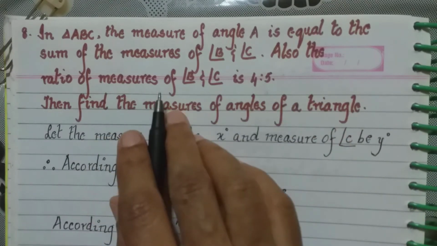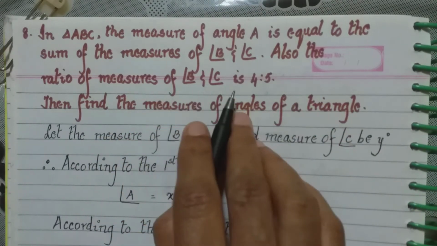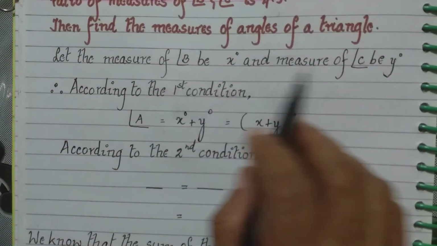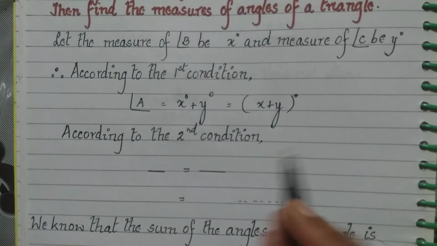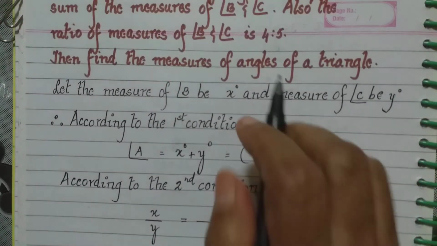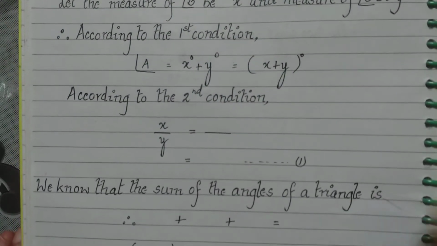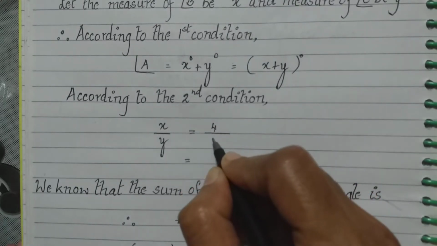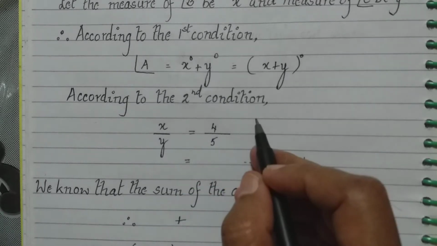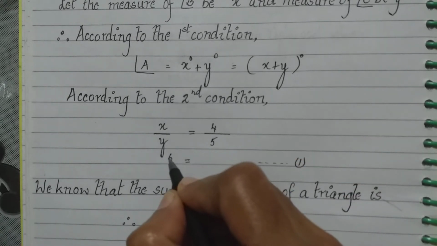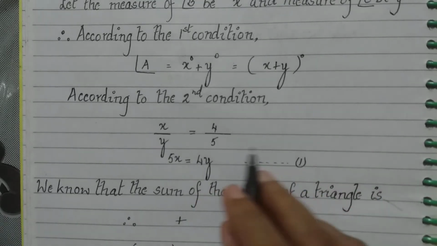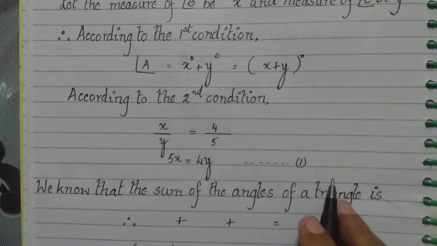After that they also said the ratio of measures of angle B and angle C is 4:5. Now angle B is taken as x, angle C is taken as y. Therefore x upon y is equal to 4 upon 5. Now I can cross multiply. 5 into x is equal to 4 into y. Therefore 5x is equal to 4y. Now this is my first equation.